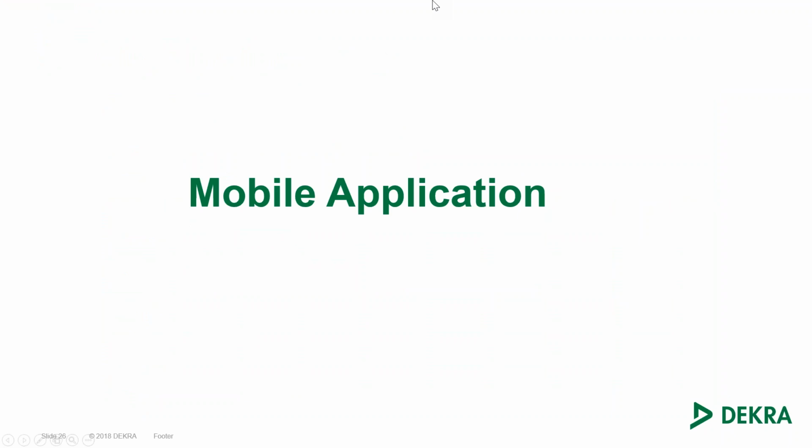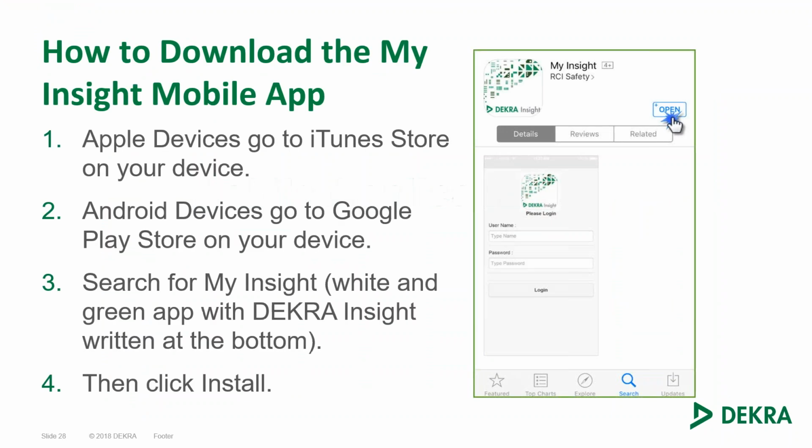All right, we're going to talk about the next section. It's going to be the mobile app. So this is the My Insight mobile app. This is for the audit. In order to find that mobile app, you're going to go into the Apple iTunes Store or the Android Google Play Store and look up My Insight. If you're having any problem finding it in there, you can try DEKRA or maybe RCI Safety, depending on what it's searching for in there. You should be able to find it. It looks just like this little green one right here.